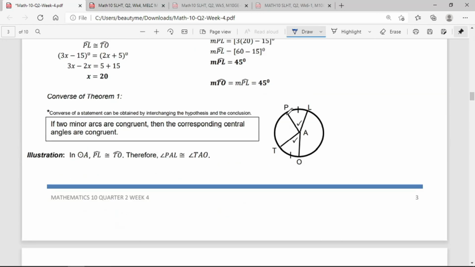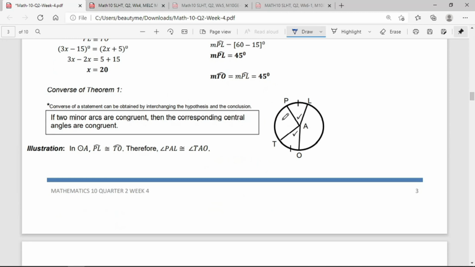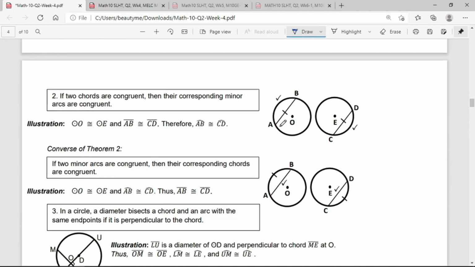Now let's go to the converse of the theorem, meaning the opposite. If we have two congruent arcs here, their corresponding central angles are also congruent. So that's just the reverse, the converse. That's why it's the converse of theorem number 1. Now let's go to theorem number 2.